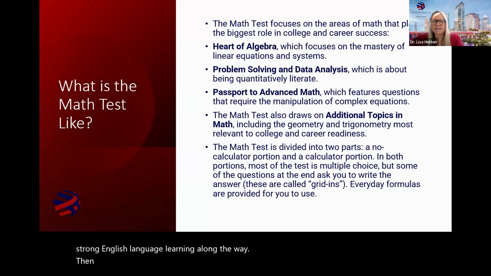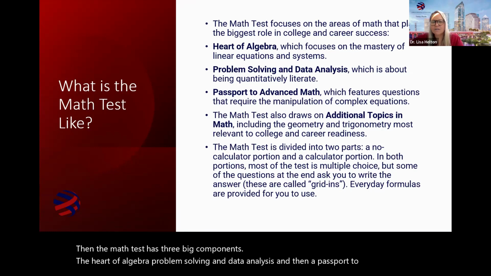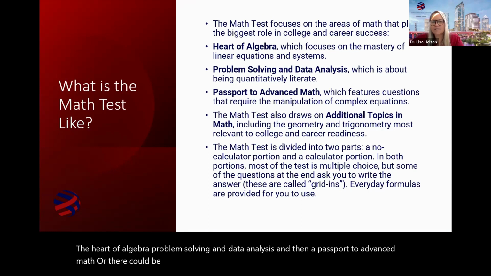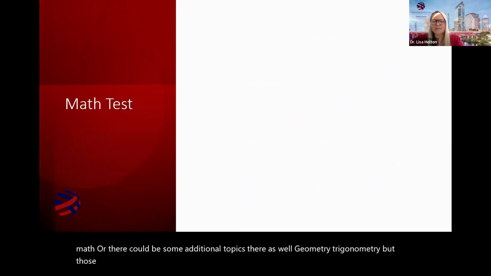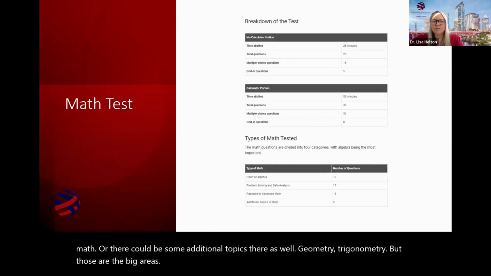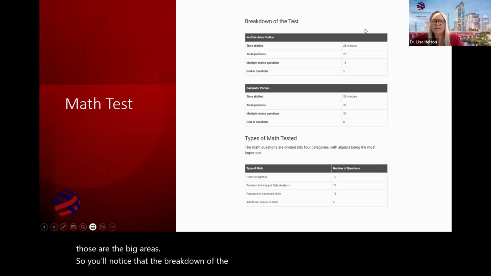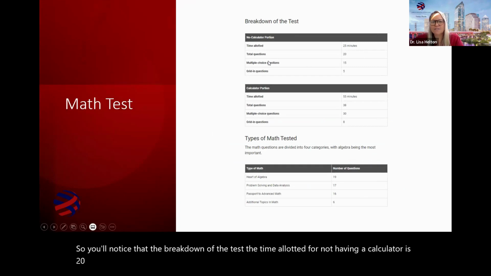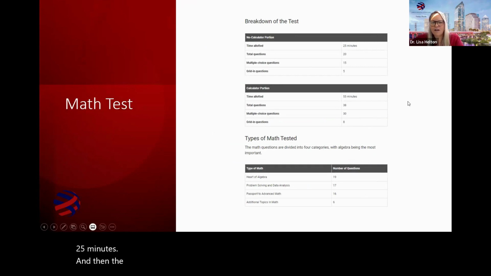Then the math test has three big components: the heart of algebra, problem solving and data analysis, and then passport to advanced math. There could be some additional topics as well, geometry, trigonometry, but those are the big areas. You'll notice the breakdown of the test: the time allotted for the portion without a calculator is 25 minutes, and the calculator portion is 55 minutes. And then you'll notice the types of math and the numbers of questions on the bottom there.